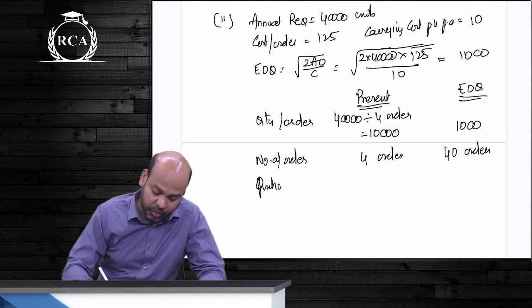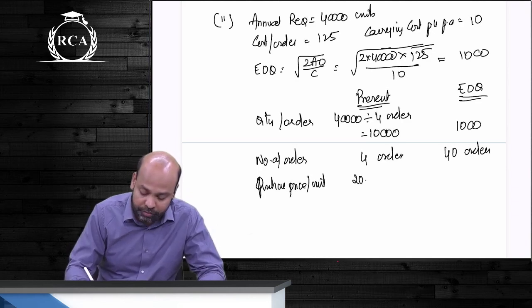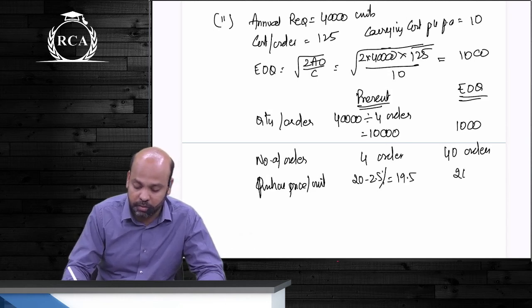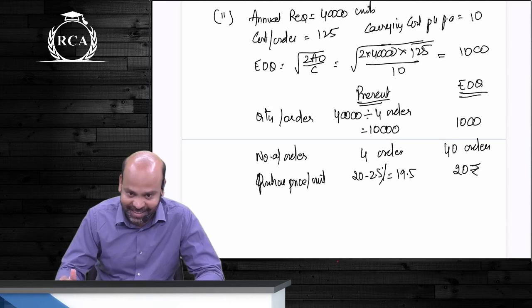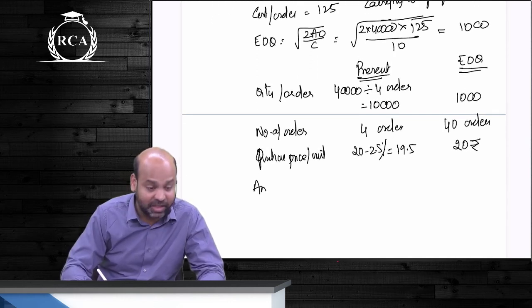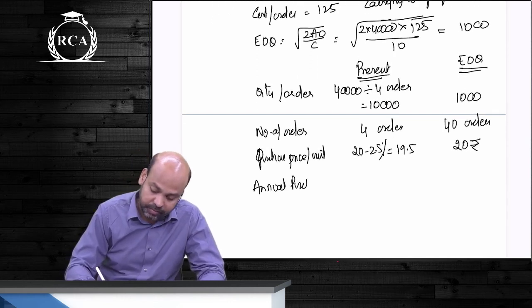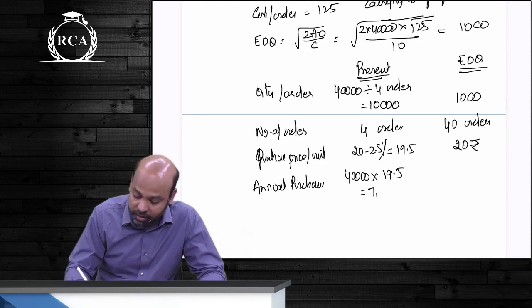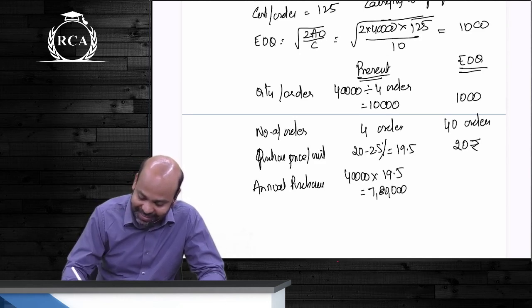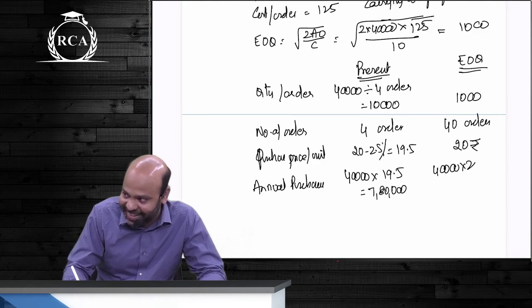Purchase price per unit guys. If you buy under the current policy guys, are you not getting a 2.5% discount? So that will become 19.5. This will remain at 20 only. What will be your annual purchases? 40,000 into 19.5, 7,80,000. 40,000 into 20 guys.